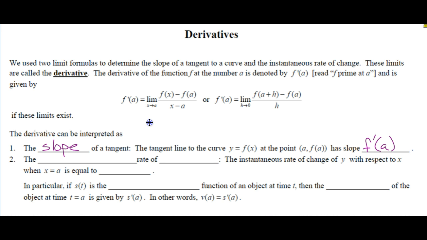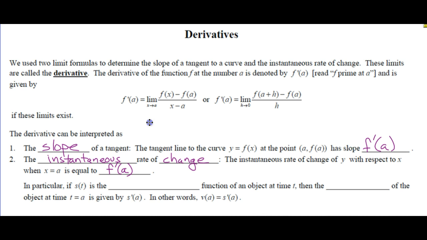So if we can figure out what this f prime is, then we have an expression for the slope at the point a. The blank rate of blank, which is then given in the next two words, right? So it's the instantaneous rate of change. So it's the slope or it's the instantaneous rate of change. The instantaneous rate of change of y with respect to x when x is equal to a is equal to f prime of a again, right? So it's the slope of the tangent line or the instantaneous rate of change.